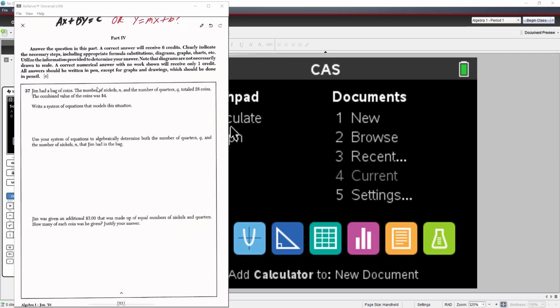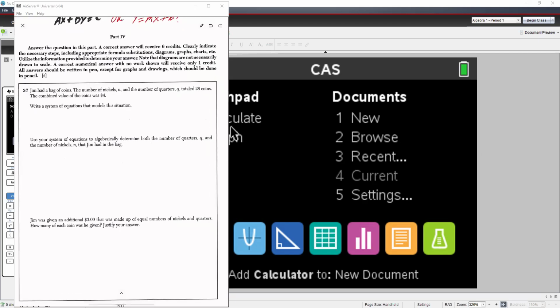It says Jim had a bag of coins. The number of nickels represented by the letter N and the number of quarters represented by Q total 28 coins. And then it says the combined value of the coins was $4. All right, so they want us to write a system of equations.